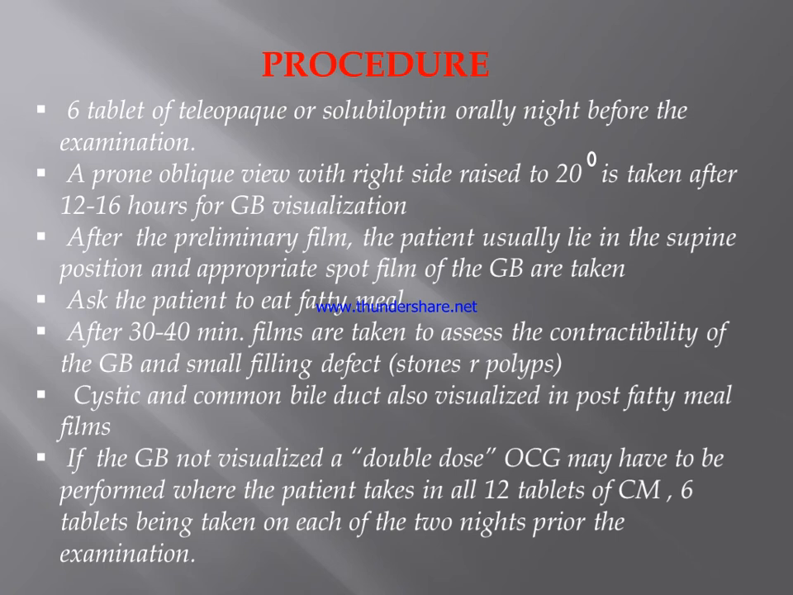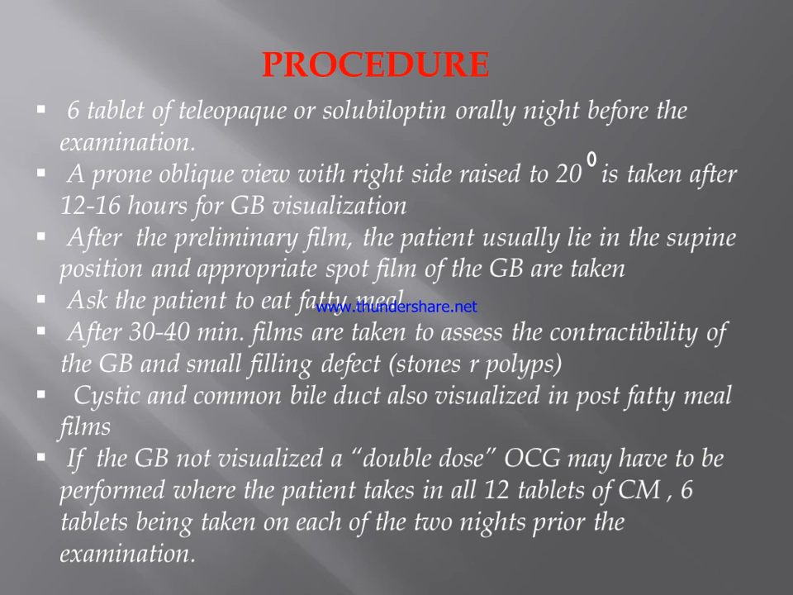Ask patient for fatty meal. After 30 to 40 minutes, film taken to assess the contractibility of GB and small filling defects. Next, cystic and common bile duct are also visualized in post fatty meal films.